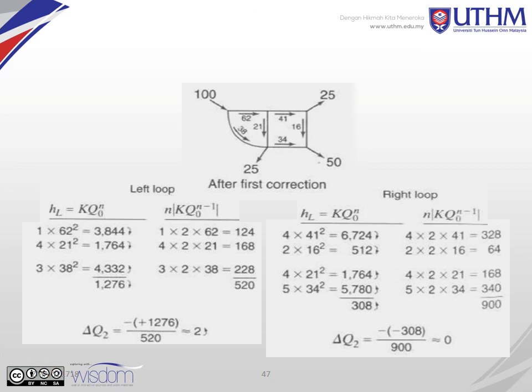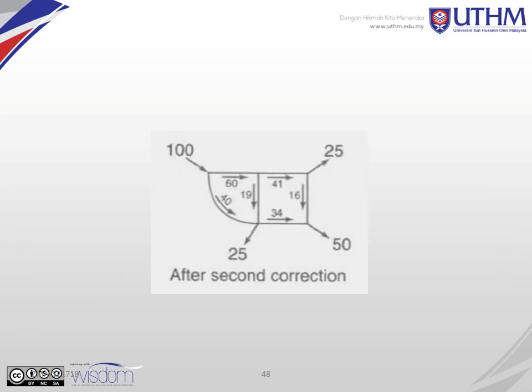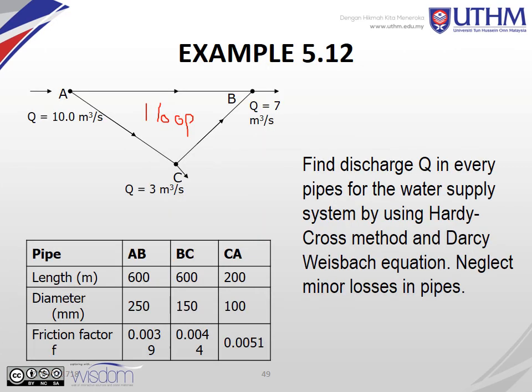If it is 0, we have the right value for the flow discharge. This one is positive 1 at the second correction. After the second correction you just get this, because this only has one loop, from inlet to outlet.